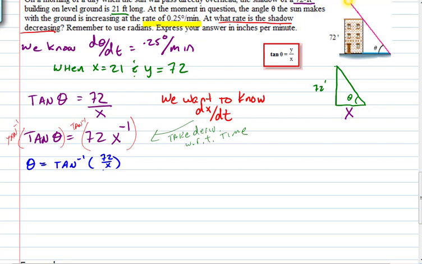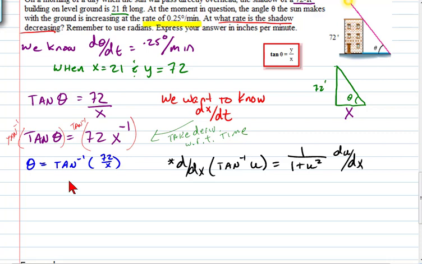Do you remember the tan inverse derivative rule? 1 over 1 plus u squared, du dx. Yeah. So right here we're going to recall that the derivative with respect to x of tan inverse u is equal to 1 over 1 plus u squared, du dx. We okay with that? Can I use that? I just think this is going to be easier because we actually know d theta dt.